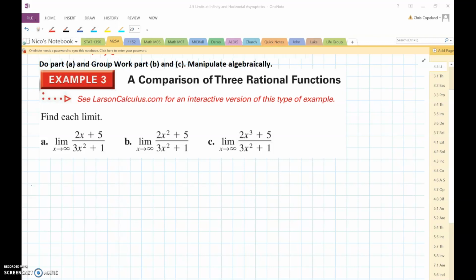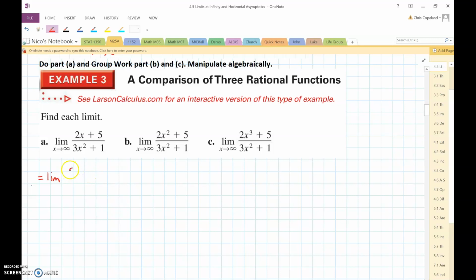Example 3, find each limit. Part A, we have the limit of (2x + 5) / (3x² + 1) as x approaches infinity. So again, if we try direct substitution, we're going to have 2 infinity plus 5. It's not going to work here. You can't just plug in infinity and have infinity over infinity. So we need to algebraically manipulate this limit.